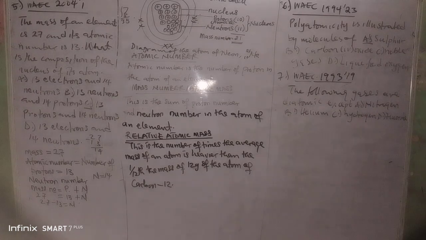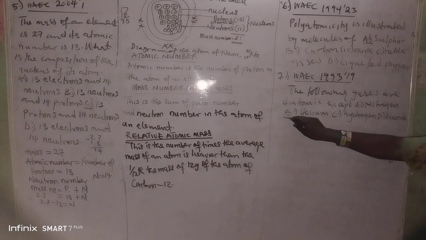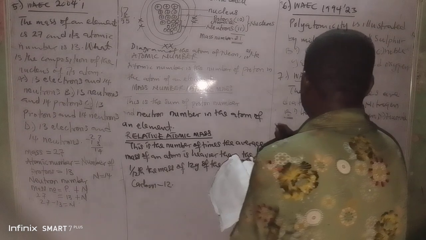Yes, I told you that elements whose names end in -gen, like nitrogen and hydrogen, and fluorine are diatomic. But elements whose names end in -ium and -on are monoatomic. So this is an exception. This one is not diatomic, it is rather a monoatomic element. So number 8.